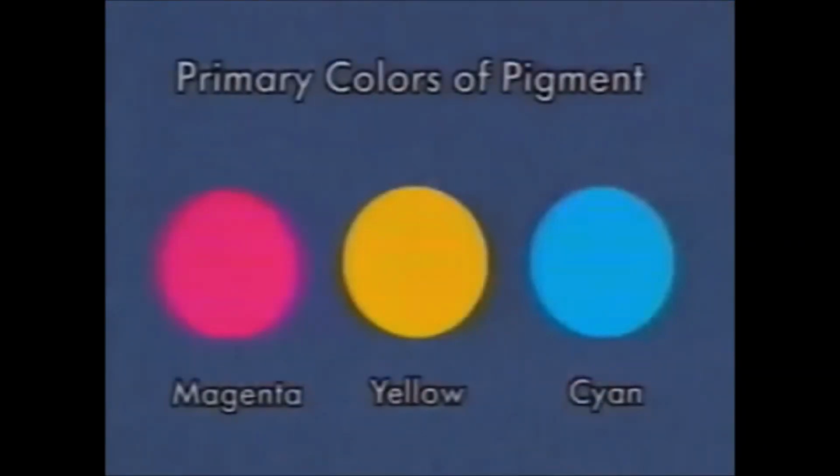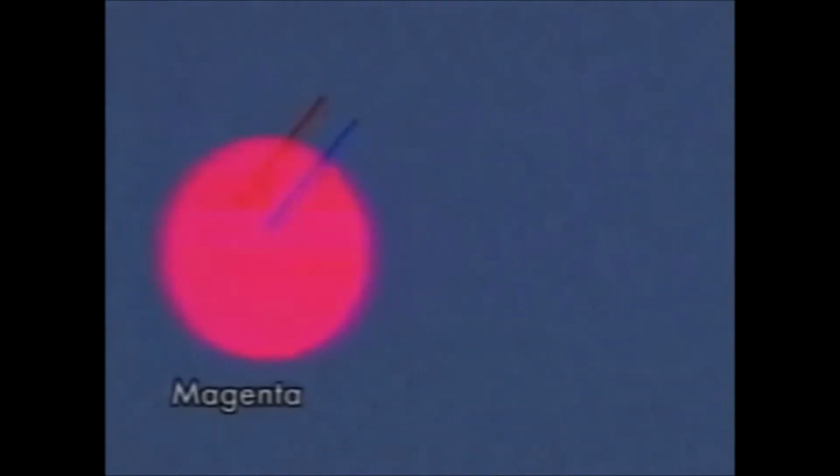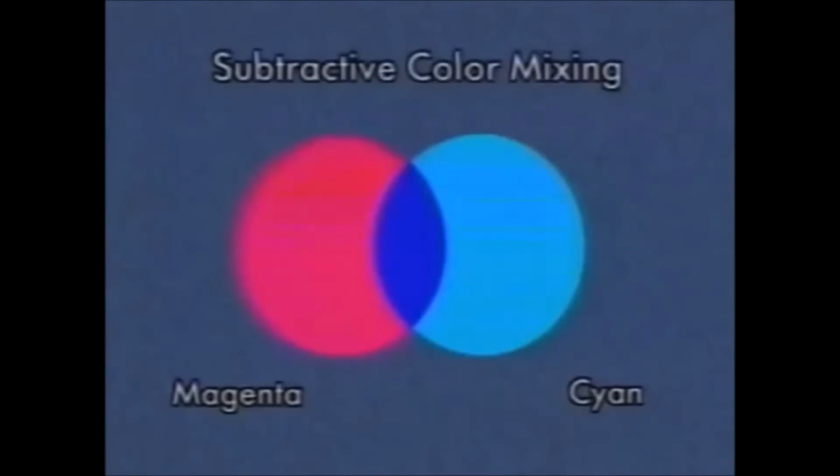Each of the primary colors of pigment actually reflects 2 colors of light. For example, magenta reflects blue and red light. Cyan reflects blue and green light. When magenta and cyan are mixed together, only the color that they both reflect, blue, will be seen. This is called subtractive color mixing because as more pigments are mixed together, more colors are subtracted from the spectrum, and fewer colors are reflected back to our eyes.